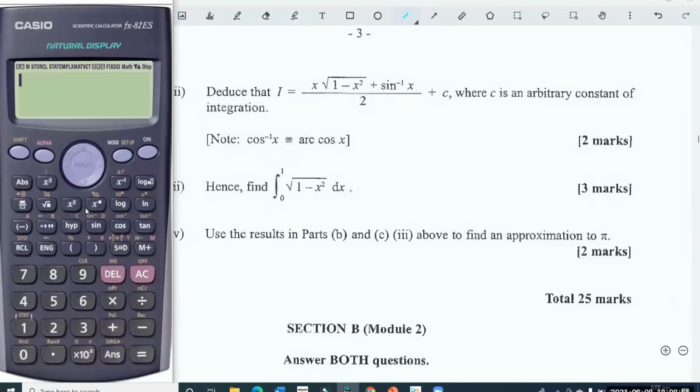So we're plugging in the 1 first. So it is x, which is 1, times the square root of 1 minus 1 squared. That's really sad that I'm really plugging in that. Plus sine inverse of 1. By the way, I didn't put my calculator in radians, so let me set it up. Put it in radians. Plus sine inverse of 1. Close that bracket. And this is being divided by 2. So when I put in 1, why do I get that?